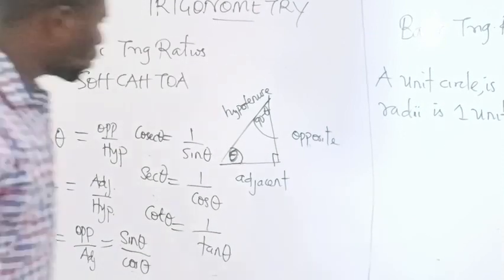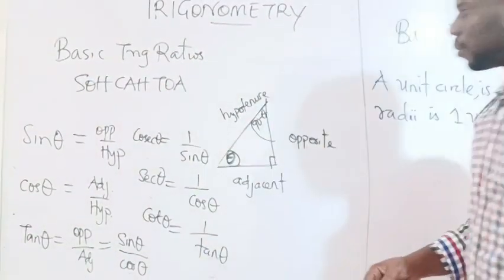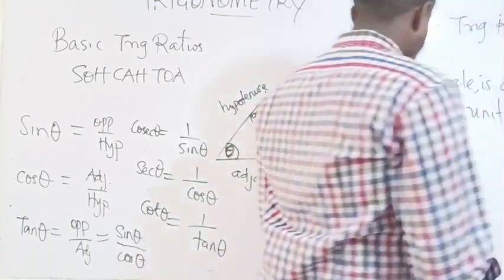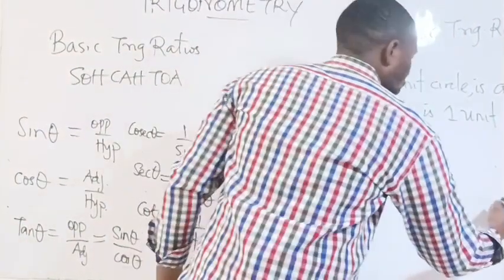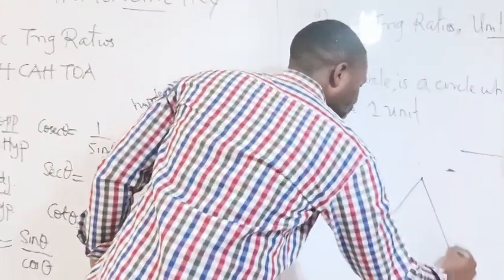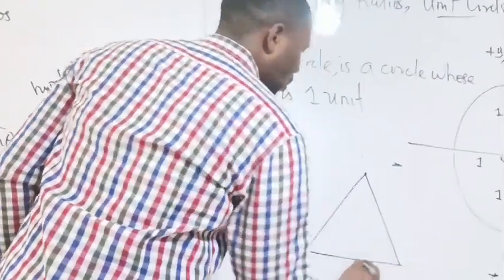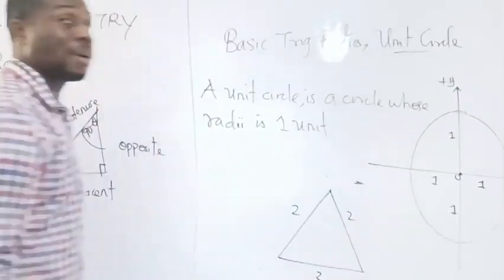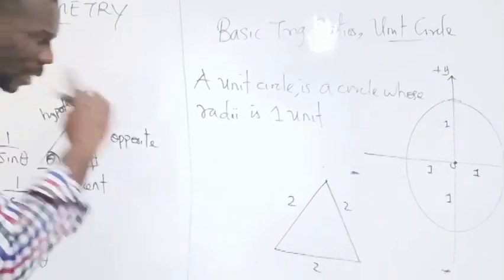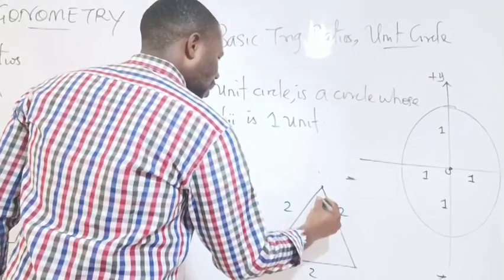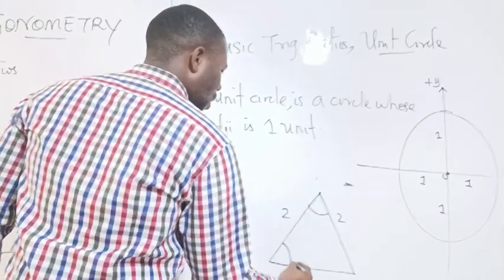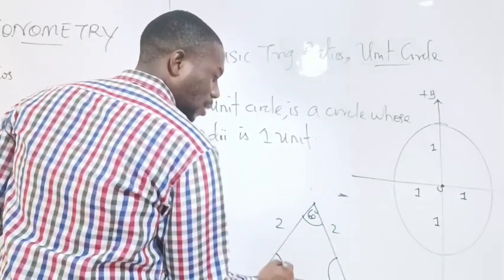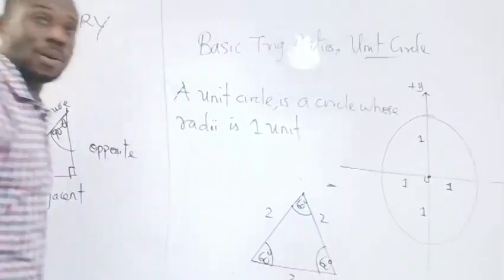All right, so now let me come up here. You are free to imagine an equilateral triangle like so. The sides are 2 units each. Equilateral means all the angles are the same, so if this is a 60 degree angle, this is also a 60 degree angle, and this is also a 60 degree angle.